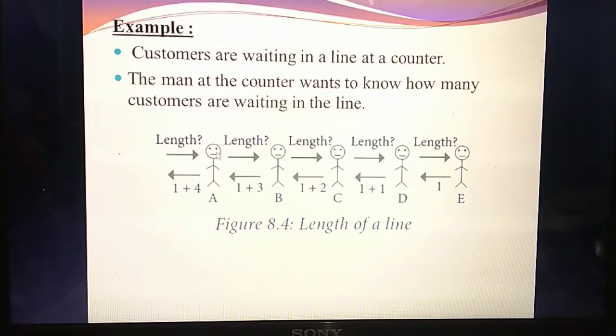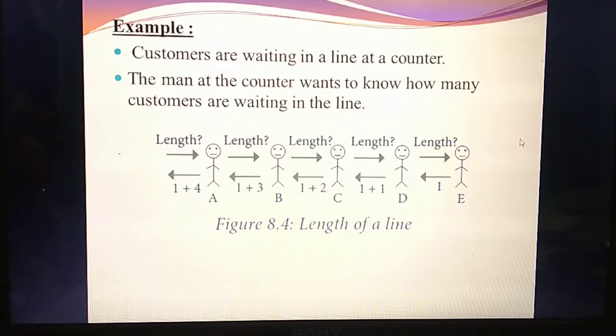B. So he is asking the length. What's the length? So he is telling who is standing behind. Who is standing back to the A? B. So B is telling 1. So his queue length is 1. Next, he is asking the queue length to C. So C is telling, how many persons are standing behind C? 1. So he is telling the length is 1. Next he is asking the next person D, what's the length? He is telling 1.